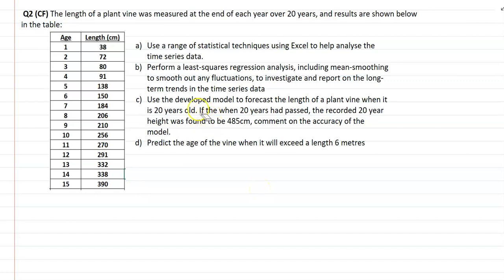And it looks like the recorded 20-year length was found to be 485 centimeters. So what you're doing there is you're commenting on the value you've found using the model and comparing it to the actual value when it was 20 years old. And then lastly, predict the age of the vine when it will exceed a length of 6 meters.